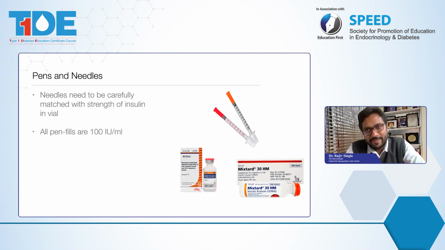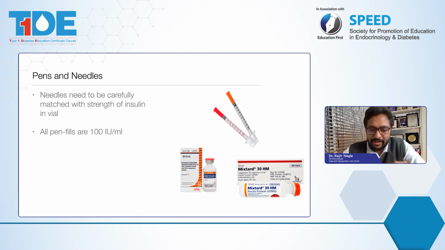Insulin is given through two basic devices. One is the pens and the other is the needles. Needles are more commonly used. But the thing that we need to take care of while we are asking people to take it with a needle is that there are two different kinds of needle. One needle is for 40 IU per ml, another needle is for 100 IU per ml. What I mean is that although the insulin is the same, they come in different concentrations.